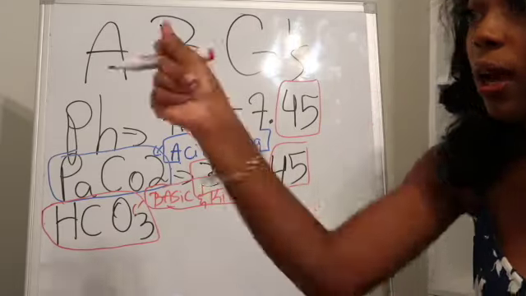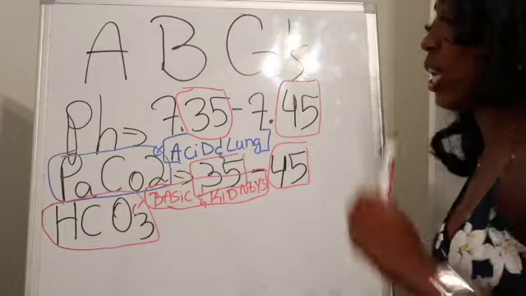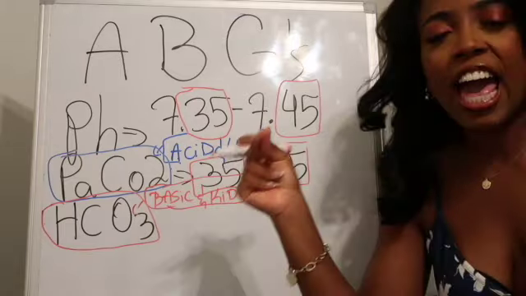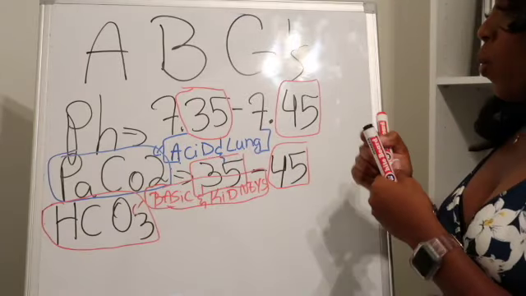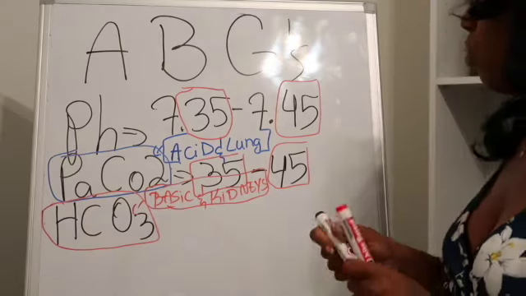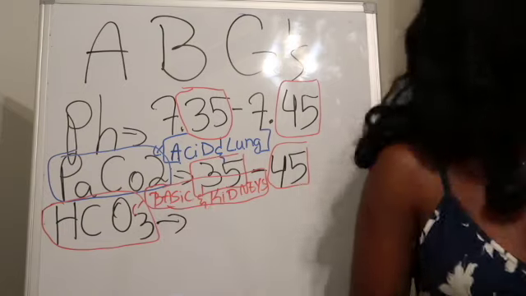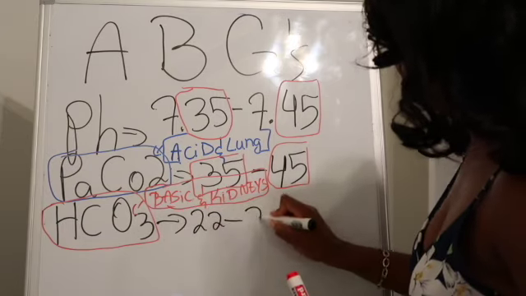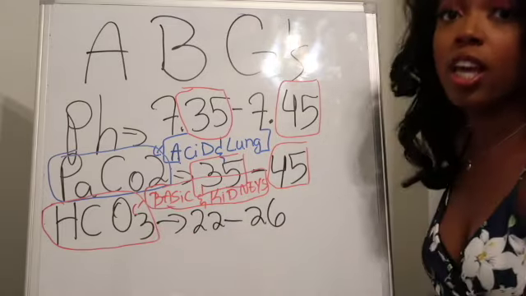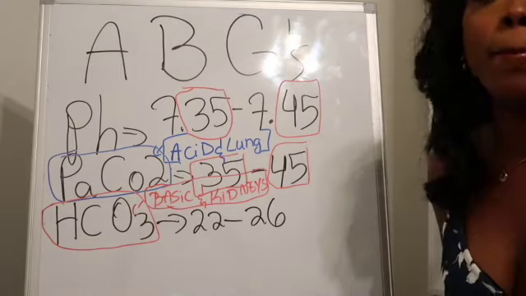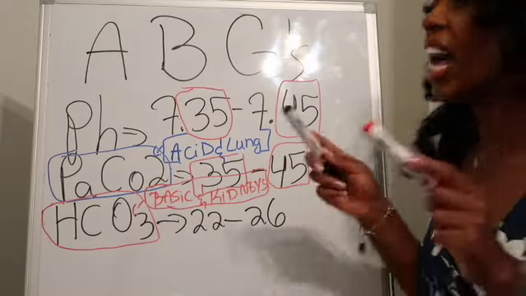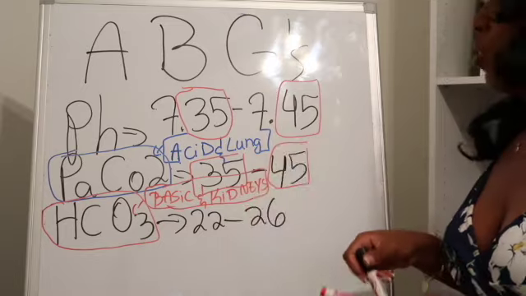So when you see salt, think pepper. When you see rice, think beans. When you see HCO3, think basic, think kidneys. PaCO2, think acid, think lungs. All right, so we're going to see HCO3, we're going to see basic and kidneys, okay? The values for HCO3 are 22 to 26, okay? So the more HCO3 you have in your blood makes you more basic or alkaline. The less HCO3 you have in your blood makes you more acidic, okay? So it's just basically the reverse, all right?